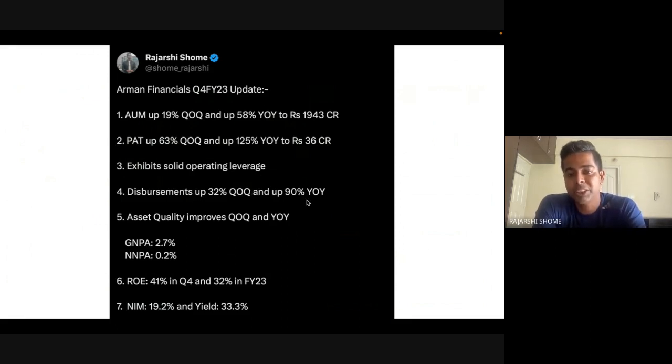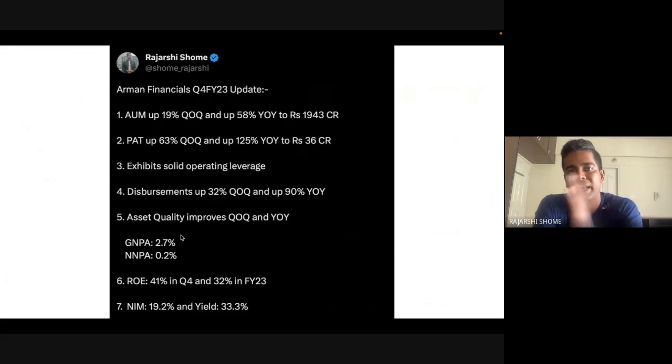Look at disbursals. Disbursals have gone up 90% on a YOY basis. Disbursal is basically the fresh money that you are giving out to your borrowers in that particular quarter. So the fresh money that was given out in Q4FY23 is almost double the money they gave out in Q4FY22.